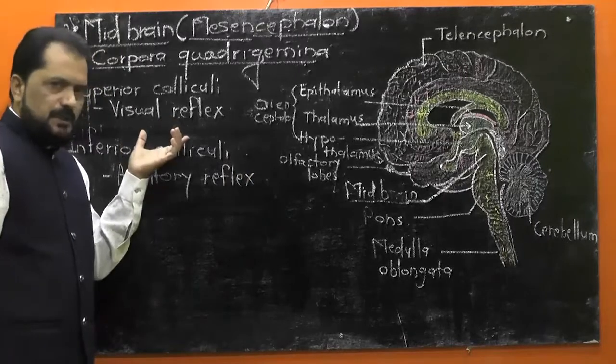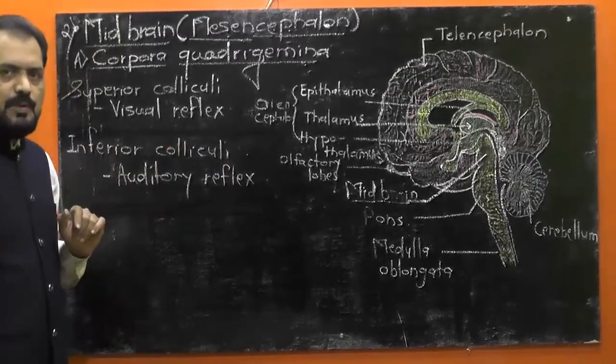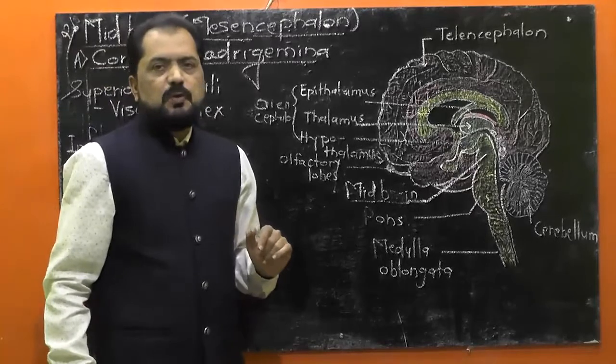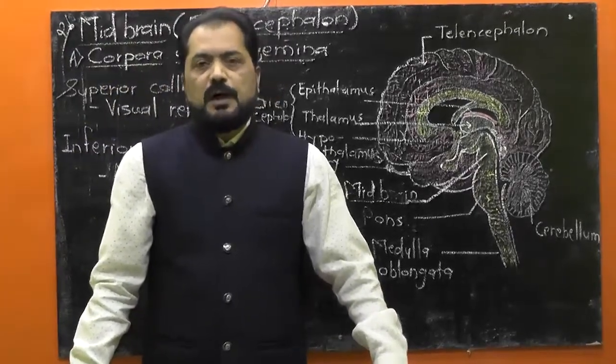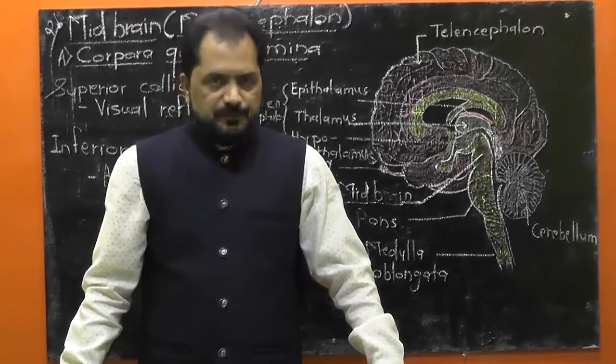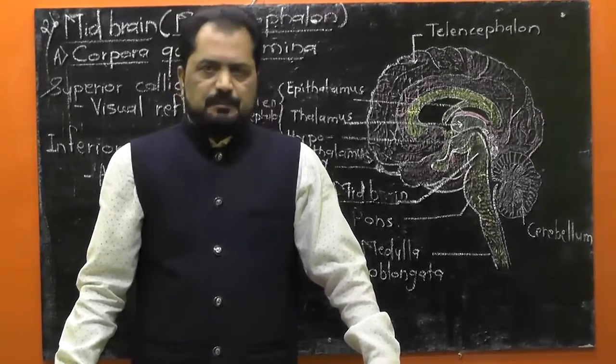Now, what does it mean? Visual reflex. Visual reflex is responsible for the coordination between the movement of eyes and movement of head. Let me give one simple example.